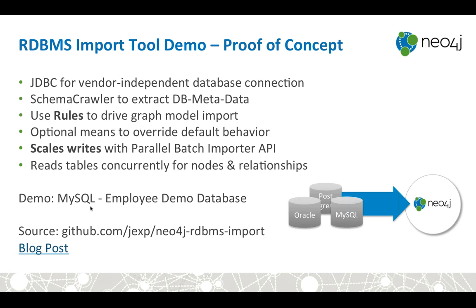It has some means to override behavior and configuration. And it actually uses the parallel batch import API. I wanted to see how fast I can get data out of relational databases. And actually, it turns out that they can't supply the data fast enough for me to write it. And it currently reads tables for nodes and relationships concurrently, so with two connections.